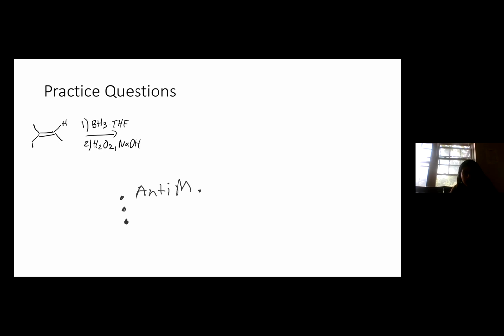So what else is important for this equation? Yes, syn addition. And then what else? What is added to the final product? In terms of, you replace a double bond and then what is added? Yeah, H and OH. So then, does someone want to guess what the final product is going to look like?